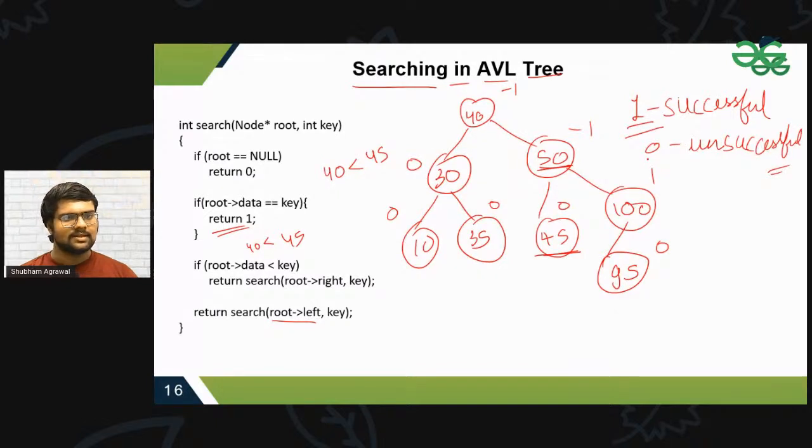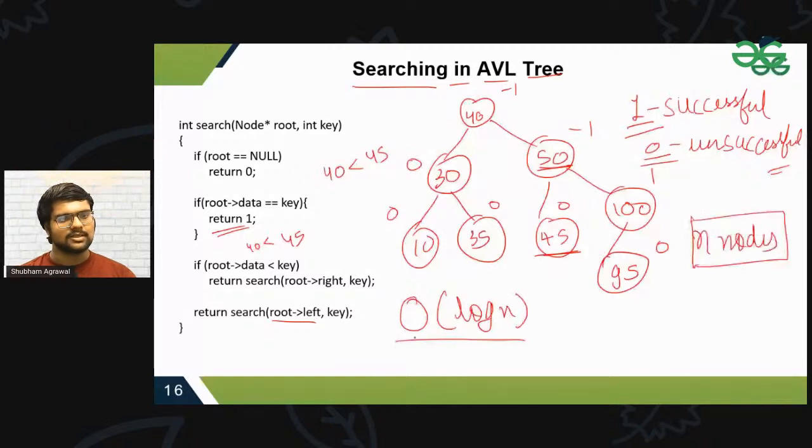So as you can see here, in any case in an AVL tree, searching will take order of log n time. If there are n nodes in the AVL tree, then searching will take order of log n time in the worst case. Here I have used order notation, not theta notation, so it is the upper bound. So in the worst case, we need to spend log n time to find any value in the AVL tree. So this is about searching in the AVL tree.